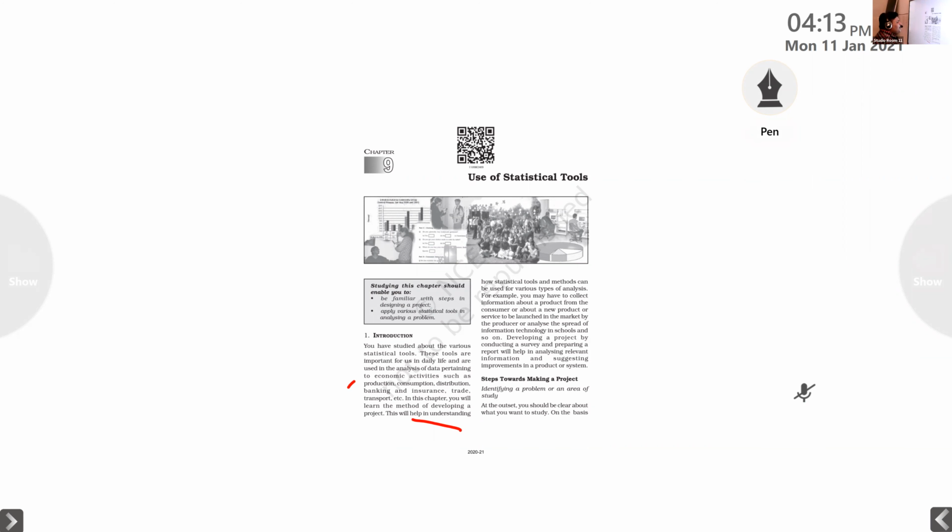For example, you may have to collect information about the product from the consumer, or about a new product or service to be launched in the market by a producer, or analyze the spread of information technology in schools and so on. Developing a project by conducting a survey and preparing a report will help in analyzing relevant information and suggesting improvements in the product or the system. Clear? So we are collecting data for analyzing the total system. And if any suggestions are required, we are able to suggest also.